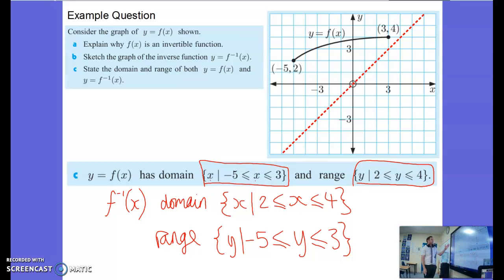Okay, so that would be how to solve that example question. That's the inverse of functions. Reflective in the line y equals x, make sure they're a one-to-one relationship by doing the horizontal line test. And the domain becomes the range becomes the domain. But you swap the x and the y around. I think that's about it.